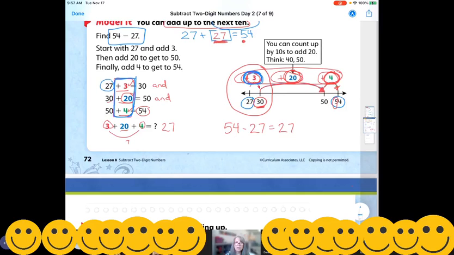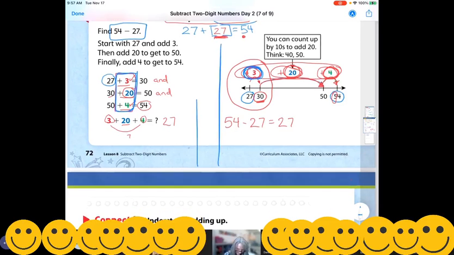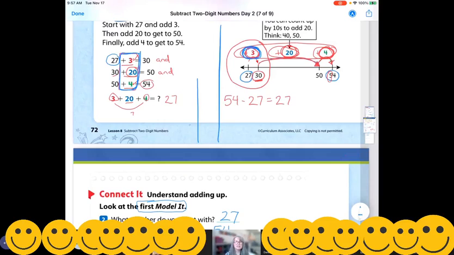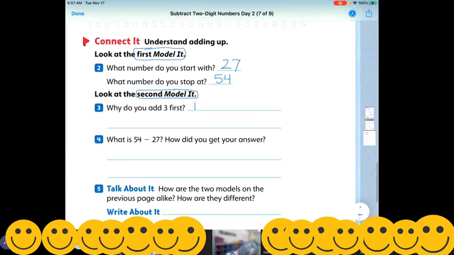We wanted to add up to the next 10, right? So on the second modelet, we added 3 first to get to the next 10. That's why we added 3 first. We just simply wanted to get to the next 10.